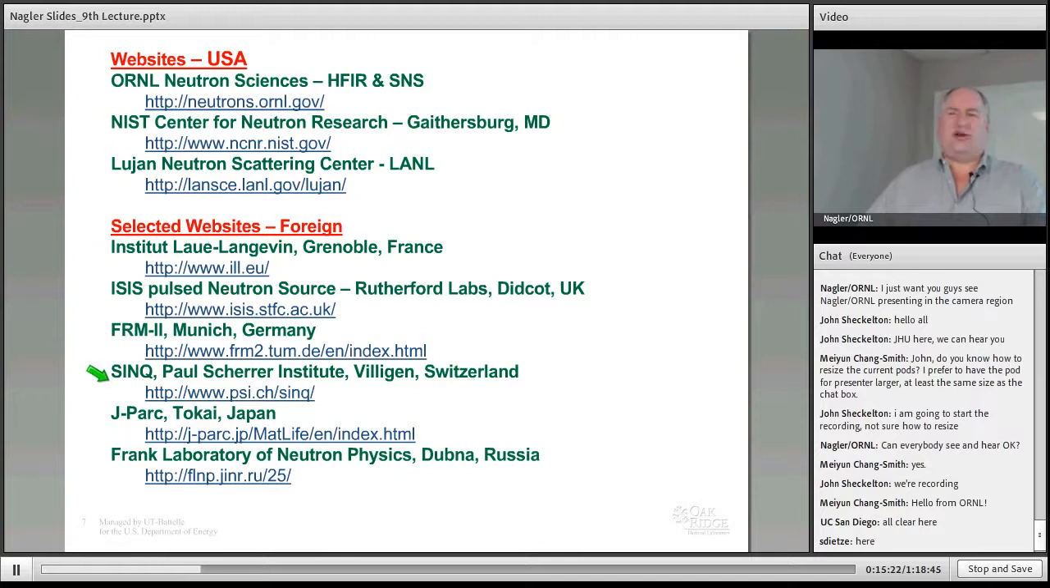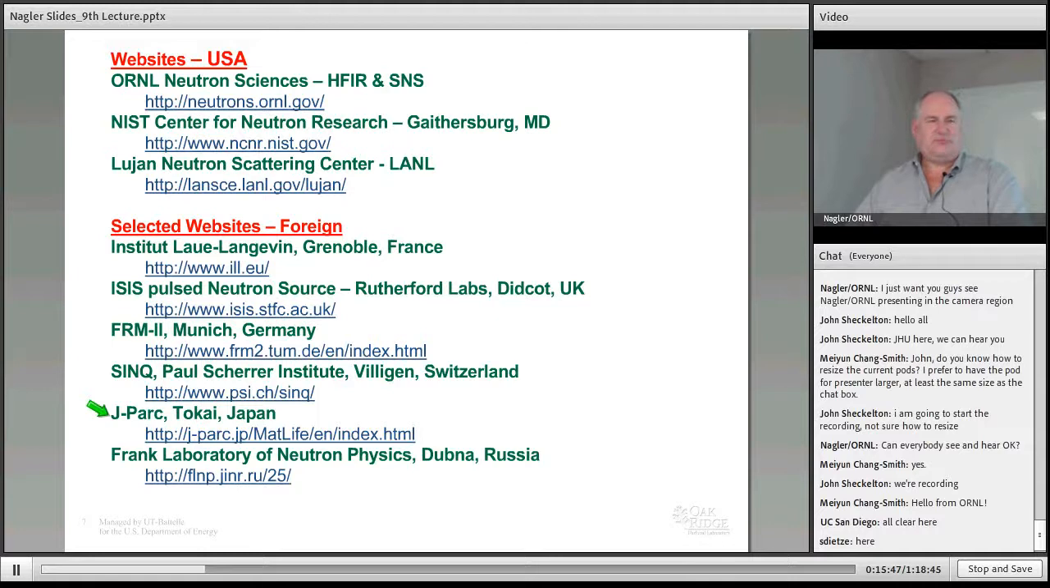SINQ is at the Paul Scherrer Institute in Switzerland. It actually is a spallation source, but it's a continuous source of neutrons. In the lectures that I'm about to give you, I will assume that accelerator-based spallation sources are pulsed and reactors are continuous, but it doesn't have to be that way. So if you're interested in sources, it would be good to take a look at that.